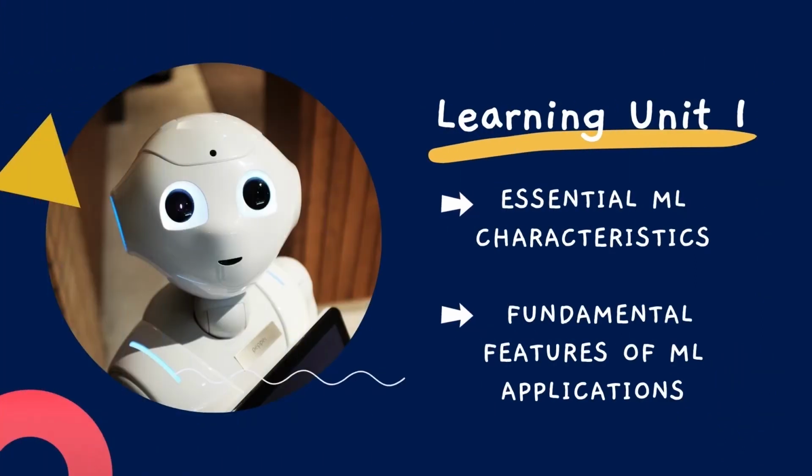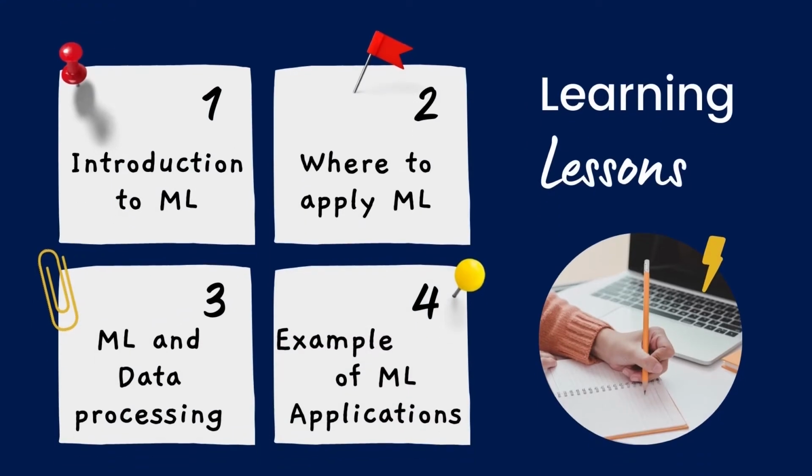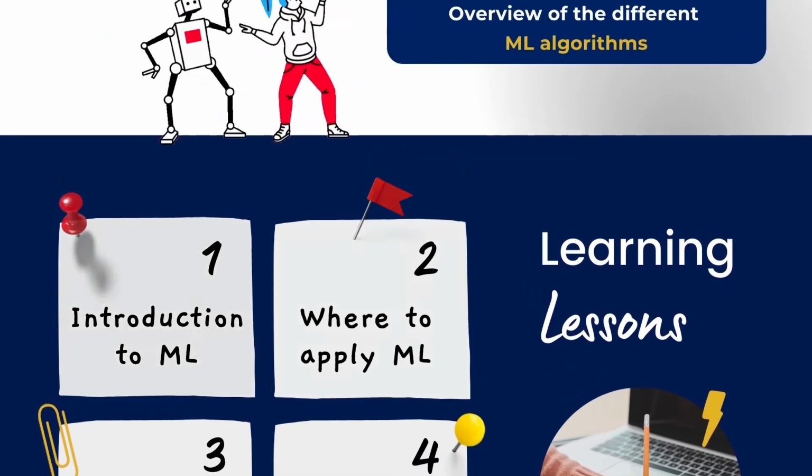The first learning unit of the MACHINA project introduces you to the basics of machine learning, which allows you to solve different problems. It defines the essential ML characteristics and addresses the fundamental features of ML applications. 4 lessons were created to learn the basics of machine learning and gain fundamental skills: Introduction to Machine Learning, Where to Apply ML, Machine Learning and Data Processing, and Example of ML Applications.